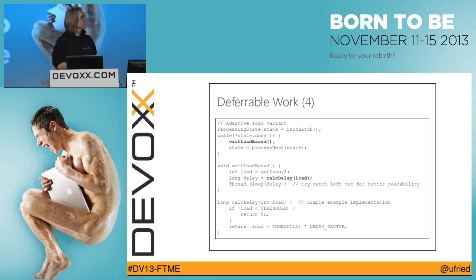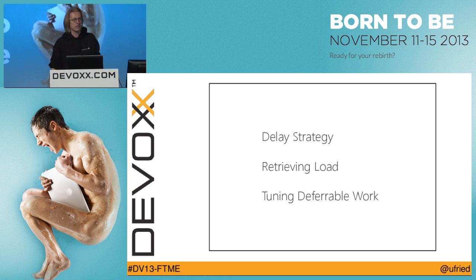Or the other one, the adaptive one. So I do that main loop again, and I just wait load-based and then do the next chunk of work. And wait load-based means I wait for a certain amount of time, which depends on the load I have. As long as I'm below a certain threshold, I don't wait at all, and otherwise I wait based on how close I am to the maximum load. Again, straightforward strategy.